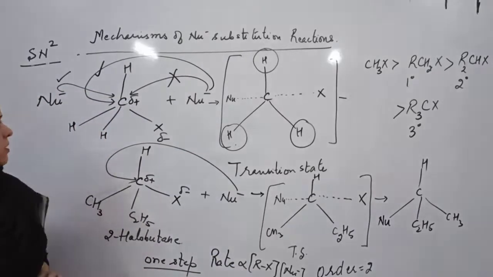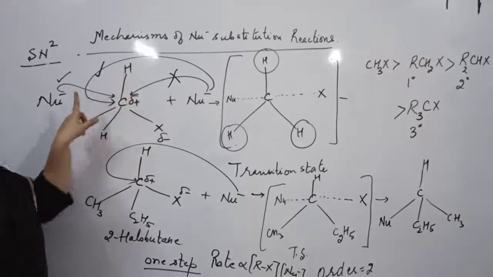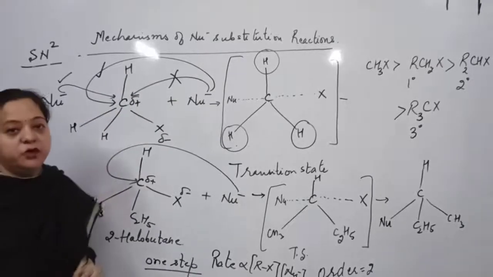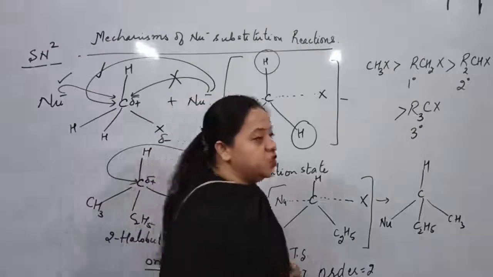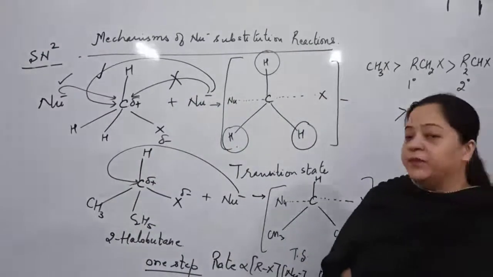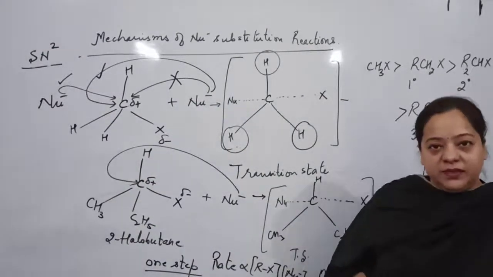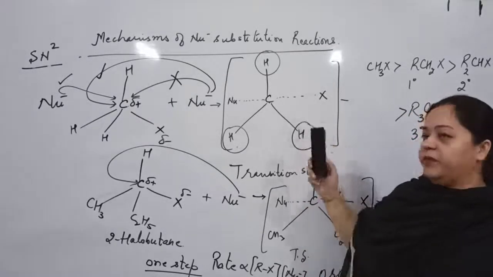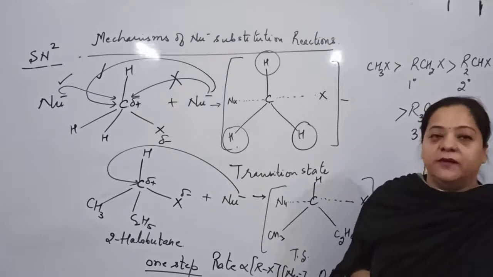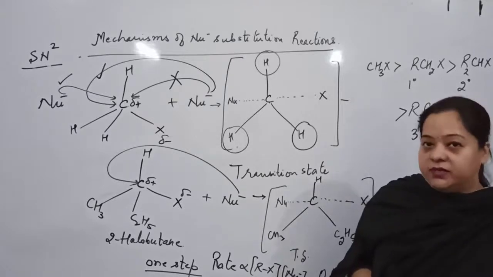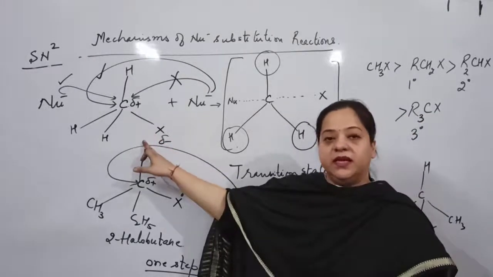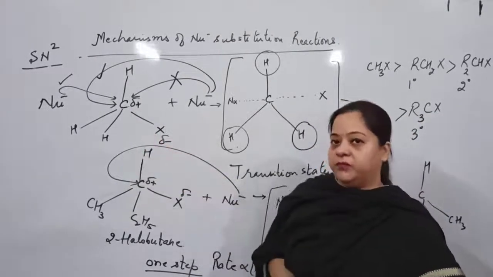Now the second case is where, with increase in the size of the R groups or with increase in the number of R groups, the reactivity towards the SN2 mechanism decreases. In that case, instead of simultaneous bond formation and bond breaking, the reaction will take place in two steps. First, the bond will break, and in the second step, the bond will be formed.